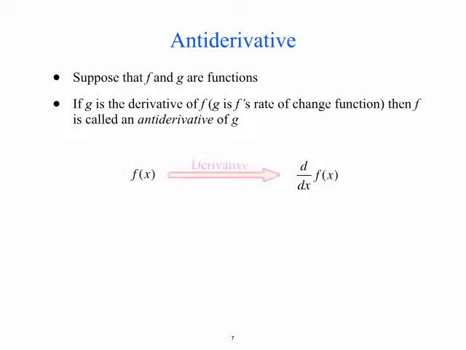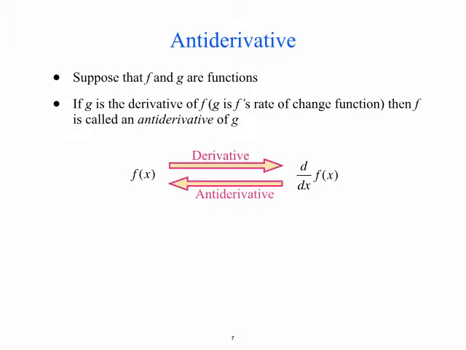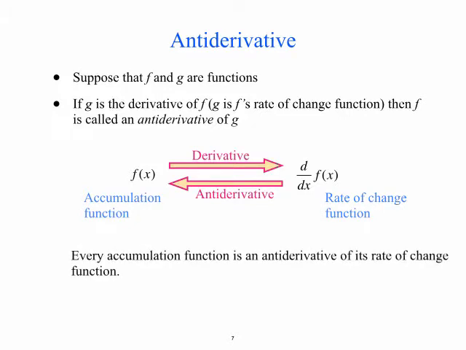So f, derivative of f, go in reverse, you get the antiderivative, right? Okay, oops, I said the wrong word. I said the antiderivative. In fact, that's not appropriate, okay? So it's an antiderivative, okay? So why do I say that? Every accumulation function is an antiderivative of its rate of change function.